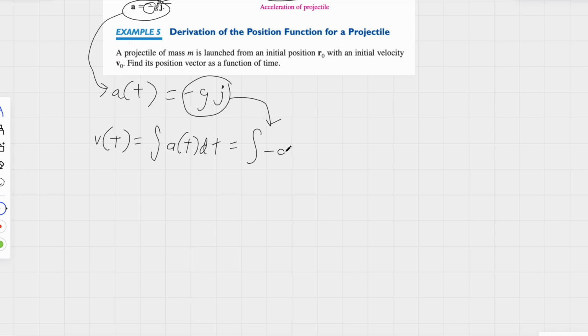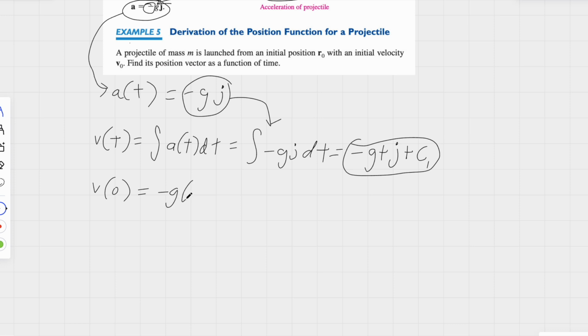So we integrate this, and we are going to get negative gtj plus c sub 1, which stands for constant number 1. Now we will plug in for when t is equal to 0. So we get v of 0 is equal to negative g times 0, which is essentially 0, plus c sub 1. So what this gives us is that c sub 1 is equal to v of 0, which is also equal to v naught, which is the initial velocity.